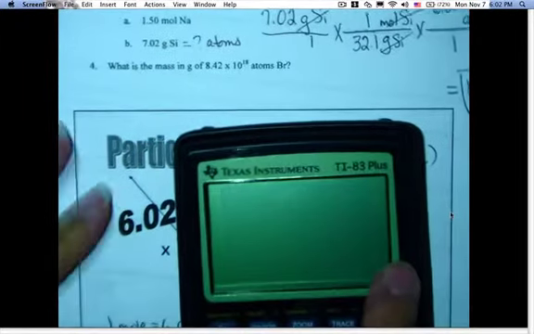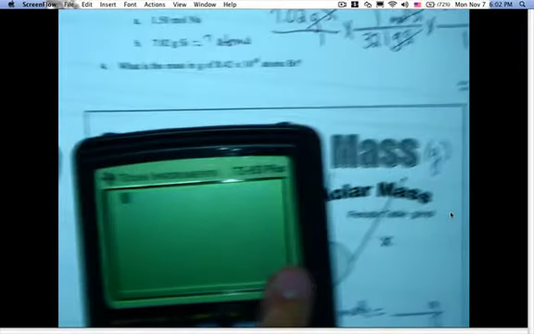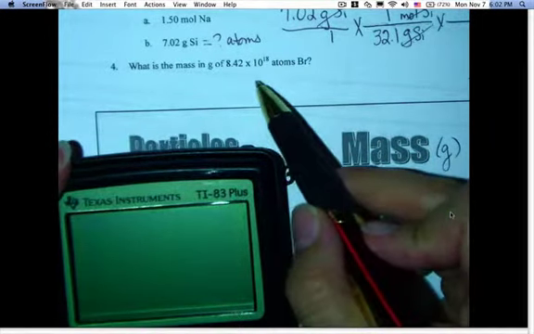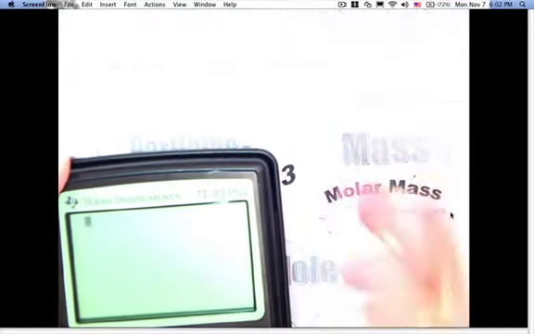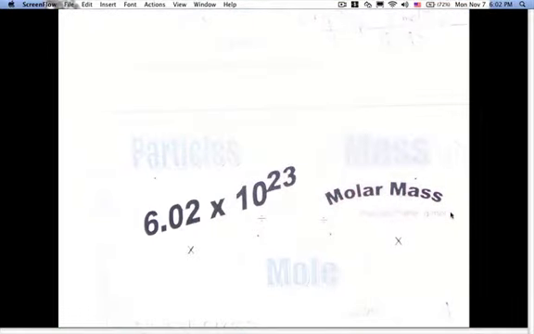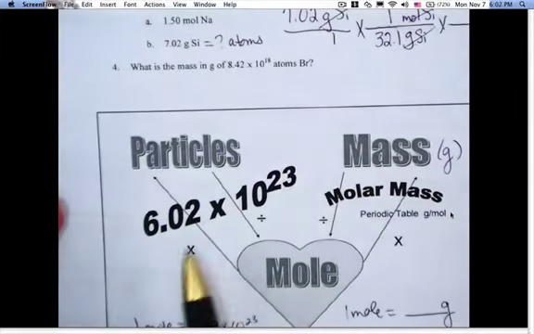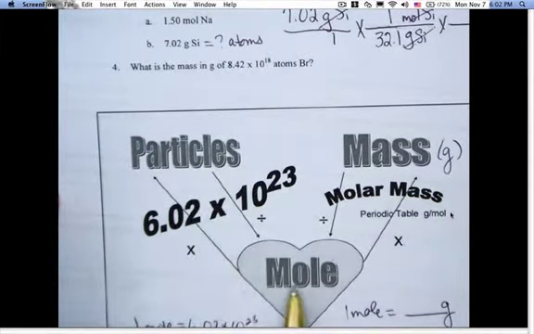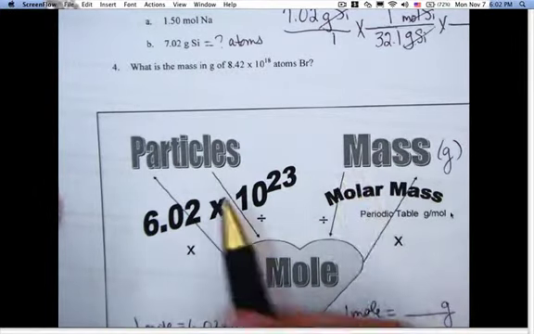Okay, let's do the one on the bottom. What is the mass in grams of 8.42 times 10 to the 18th atoms of bromine? Thank you for turning the lights on. So I'm going to go from particles, which is atoms. Now I'm going to go to moles and then to grams. So let's set this one up.